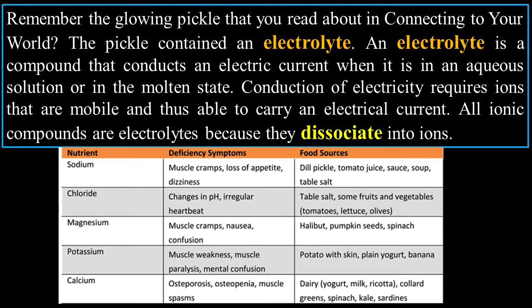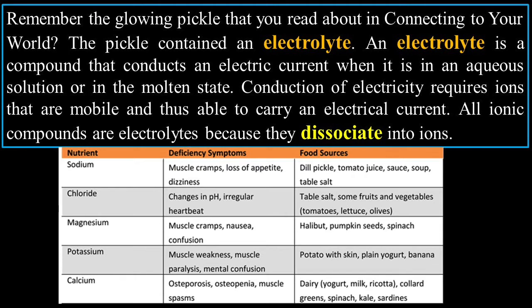Remember the glowing pickle that you read about in Connecting to Your World? The pickle contained an electrolyte. An electrolyte is a compound that conducts an electric current when it is in an aqueous solution or in the molten state. Conduction of electricity requires ions that are mobile and thus able to carry an electric current. All ionic compounds are electrolytes because they dissociate.